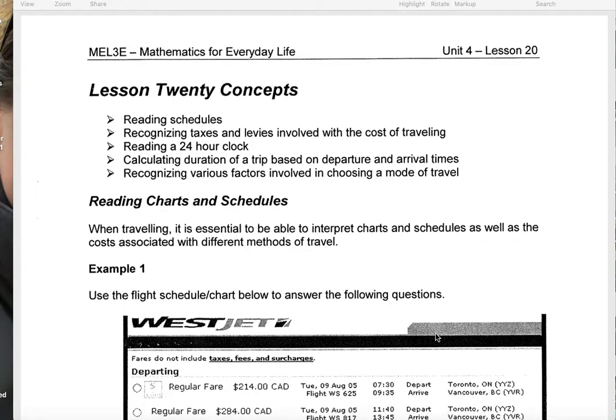Reading schedules, recognizing taxes and levies involved with the cost of traveling, reading a 24-hour clock, calculating duration of a trip based on departure and arrival times, and recognizing various factors involved in choosing a mode of travel.